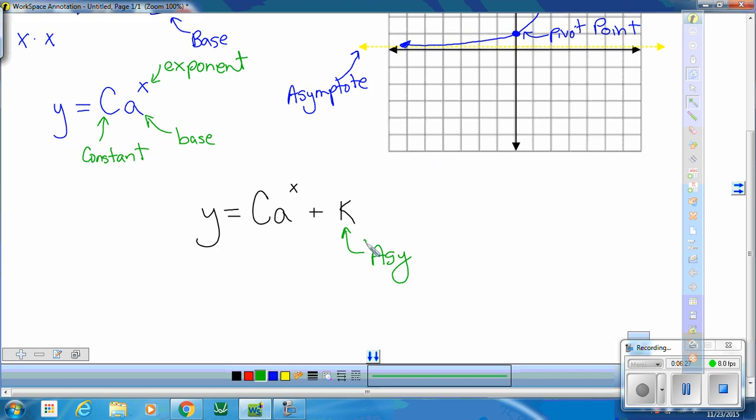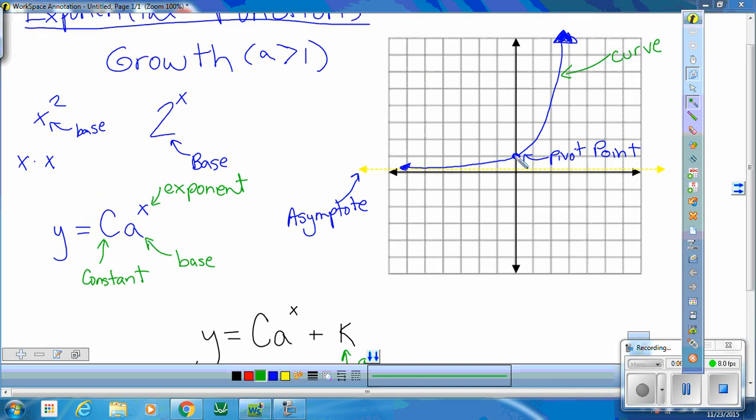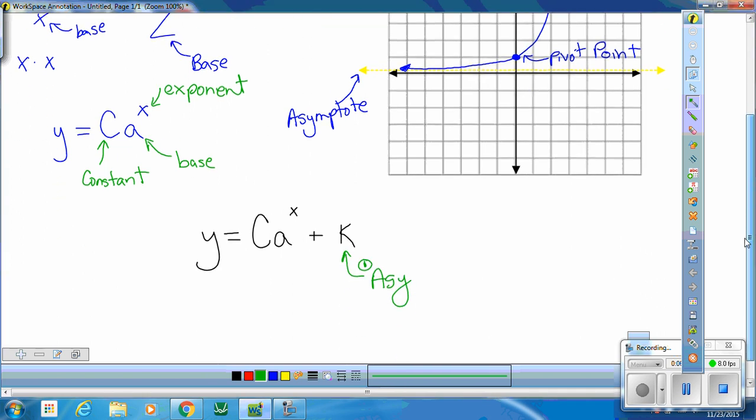And that is the first thing that you want to locate when you are graphing, because you can't draw your graph if you don't know where its boundary is. We don't know where it's getting closer to. So we have to know where its boundary is. That's what you're going to do first.